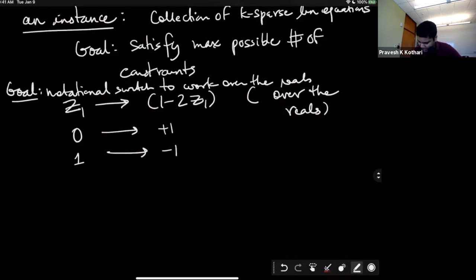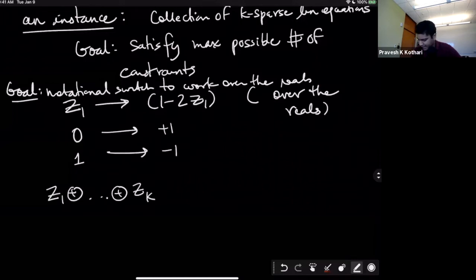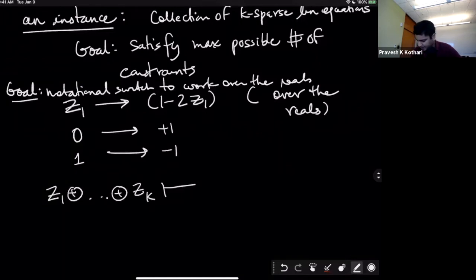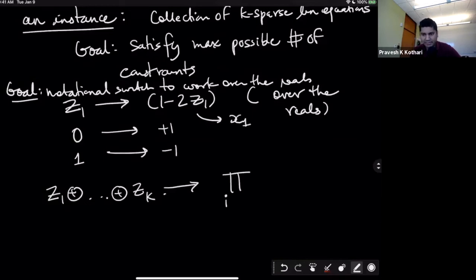And if I look at the equation z1 XOR up to zk, then that gets transformed into a simple product over the reals of these 1 minus 2 zi variables. So let me write it like this. Let's call this x1. I'm going to call the +-1 transformed variables the xi's. So this is simply the product over i from 1 through k of xi.